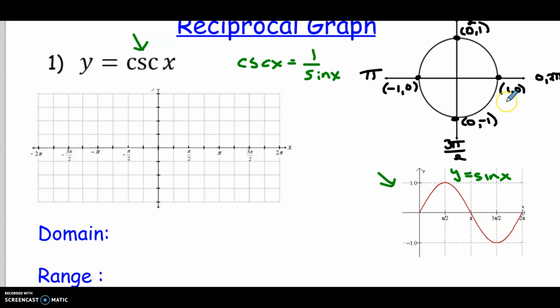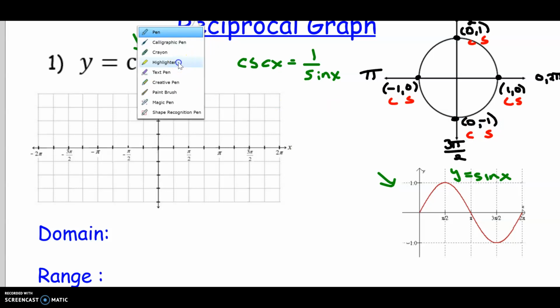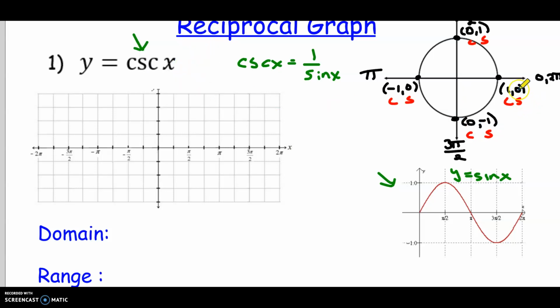And what's so special about the unit circle is that every single coordinate can be written as cosine, sine, cosine, sine, cosine, sine, cosine, sine. So if I'm going to graph the reciprocal function at those quadrantals, I'm focusing at just the y values because that's going to tell me about sine. And I'm just going to flip them. The reciprocal is to flip it.